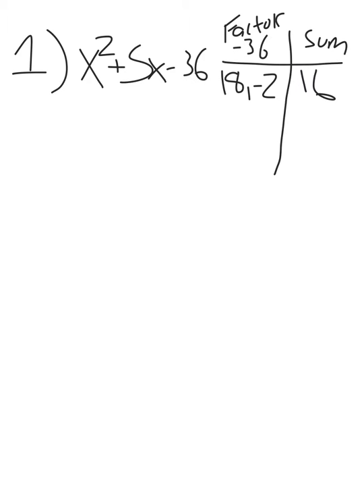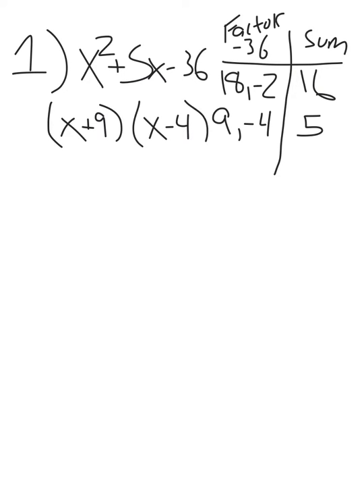You might come to the realization that it has to be 9 and negative 4. 9 times negative 4 is negative 36, and 9 plus negative 4 happens to be positive 5. So when we factor, we'd end up with two binomials, x plus 9 and x minus 4. Now you could flip it and you could write it as x minus 4 and x plus 9 as well. Now, it does not ask us to find the zeros, so this would be our final answer. It just asks us to find factored form.